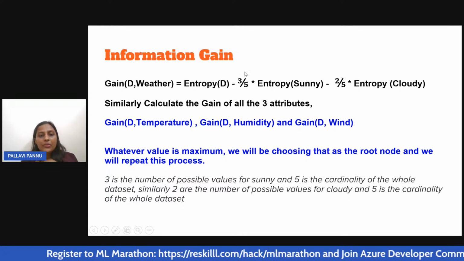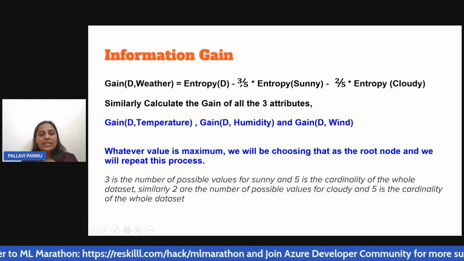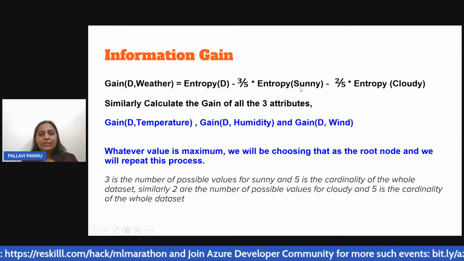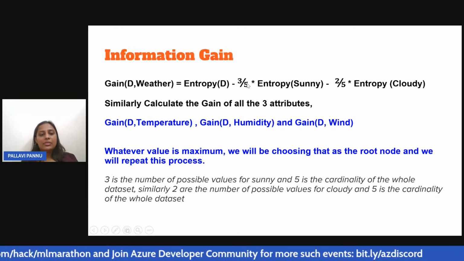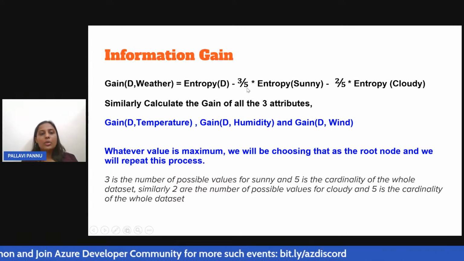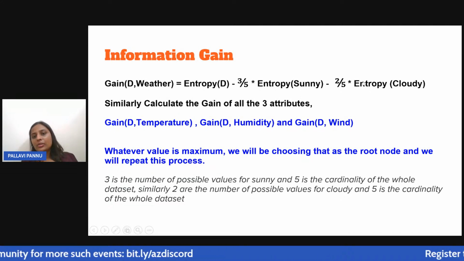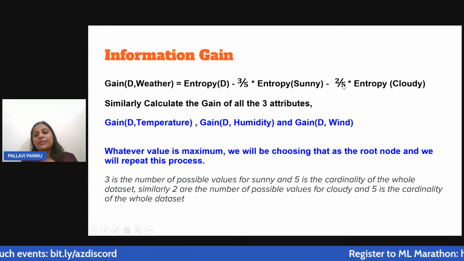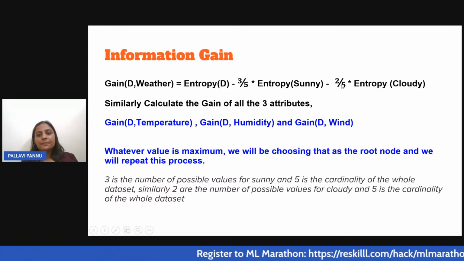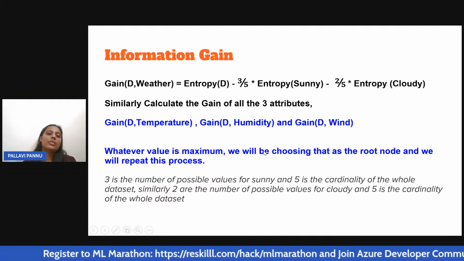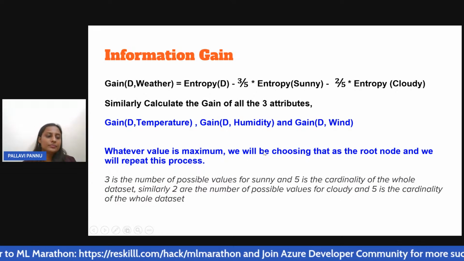In 3 by 5, 3 is the number of possible values for Sunny, and 5 is the cardinality of the whole data set. Similarly, 2 is the number of possible values for cloudy, and 5 is the total cardinality of the whole data set. Then you'll calculate the gain of all the three attributes.